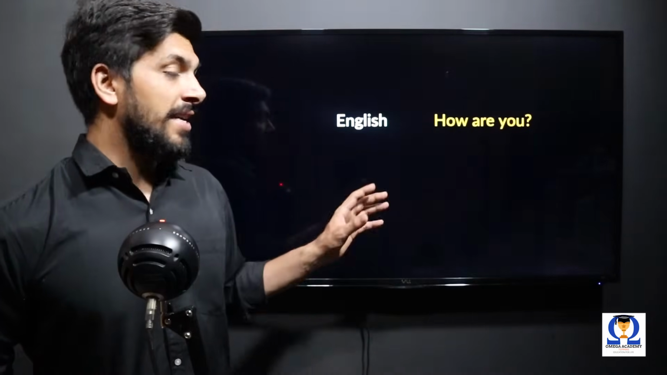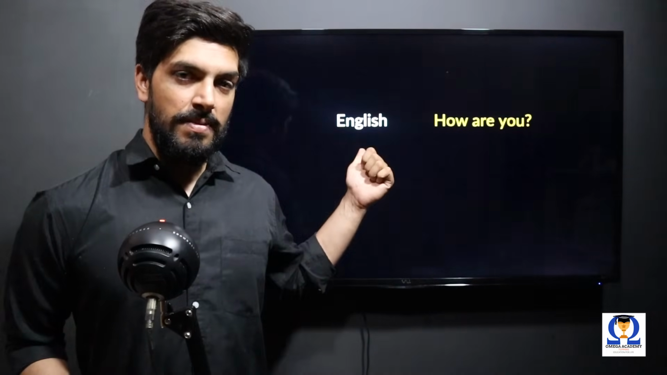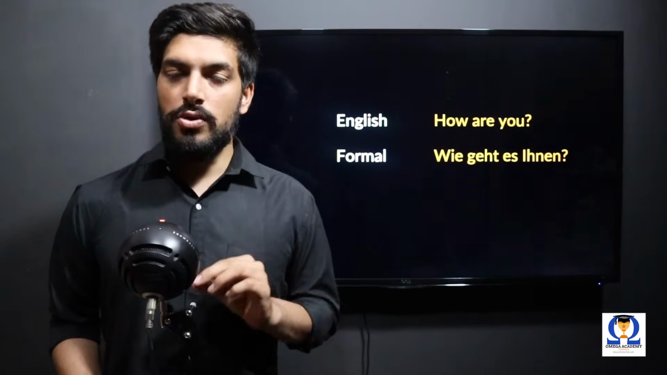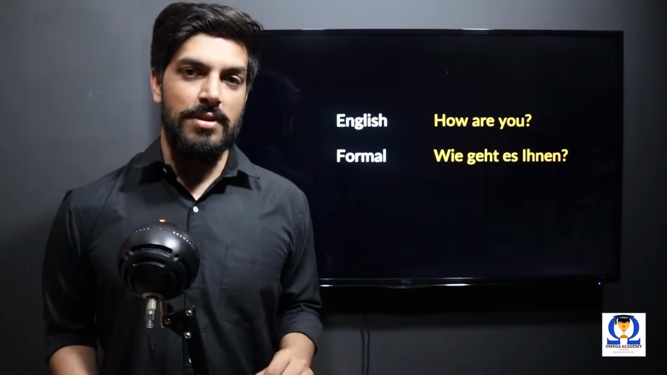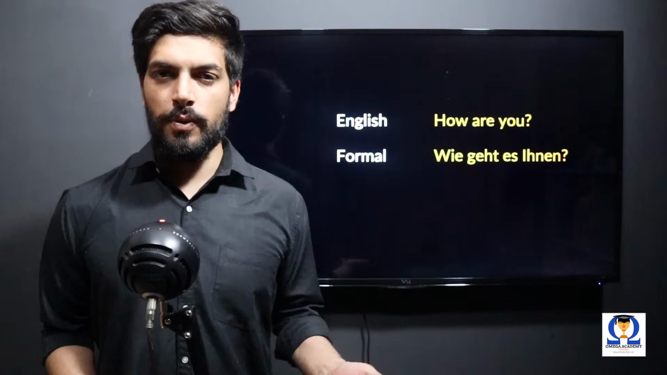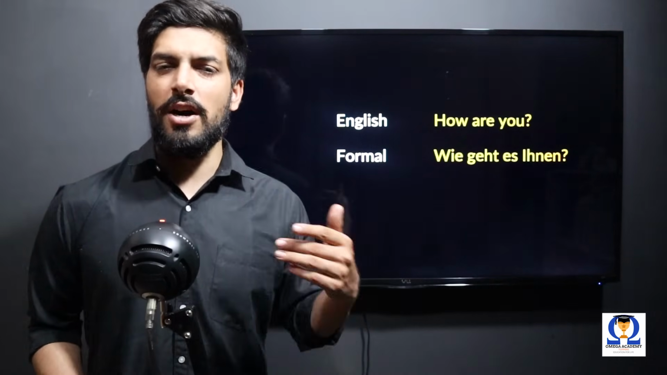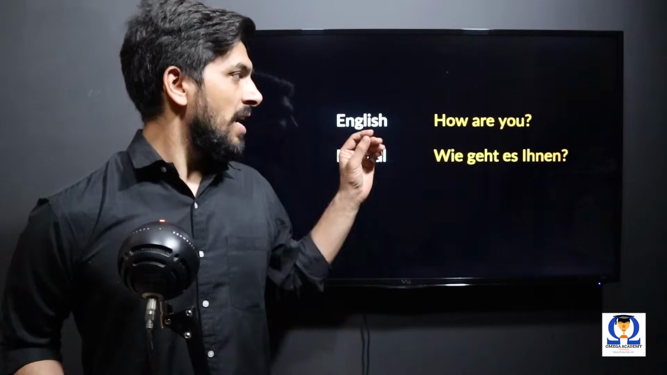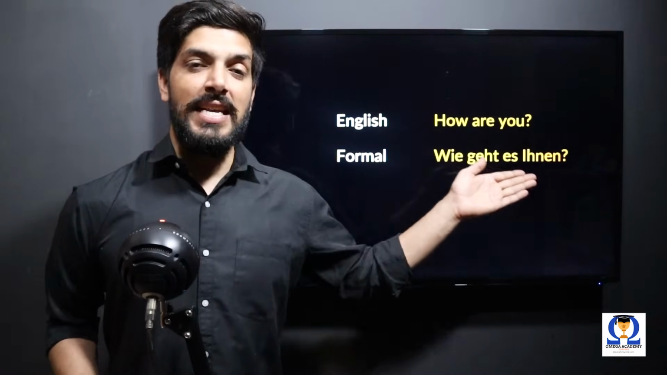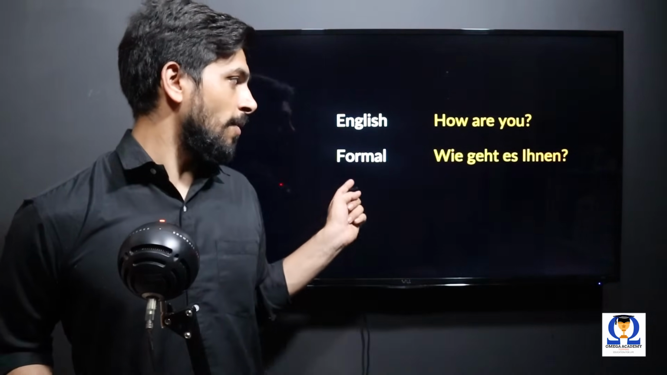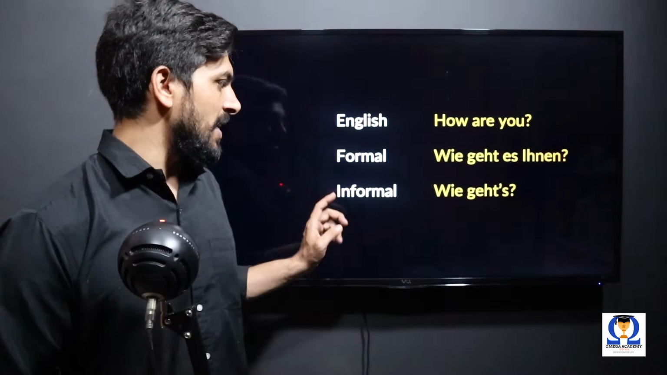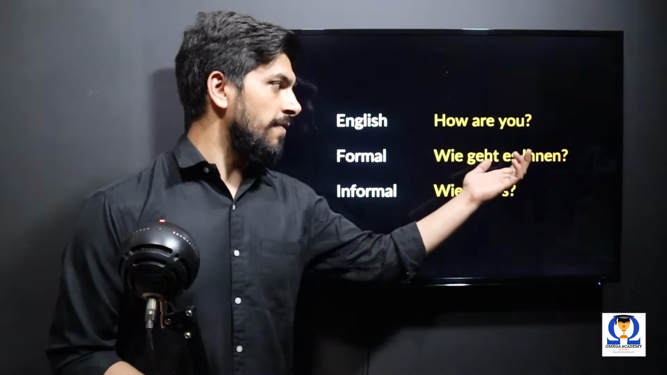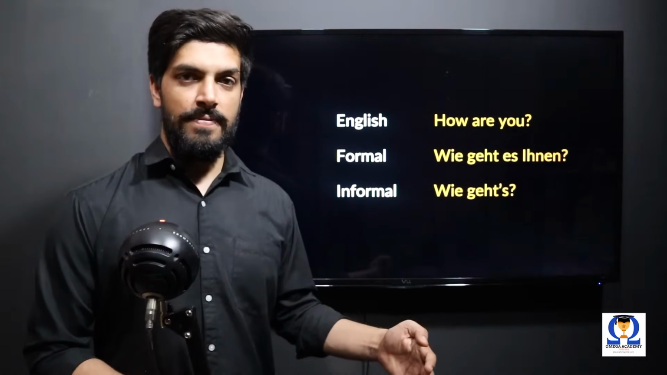Now, coming to the main point again, how are you? In German it is wie geht es Ihnen? For now, don't worry about how it is pronounced. Just try to listen to the language so that you grasp, oh, this is how it is pronounced. Don't try to pronounce it yourself, just listen to it. How are you? Wie geht es Ihnen? That is the formal one. Informal one is wie geht's. Informal is wie geht's, the shortened form of wie geht es Ihnen.